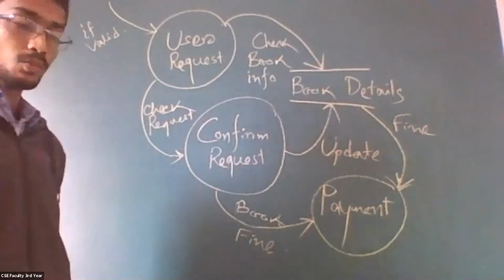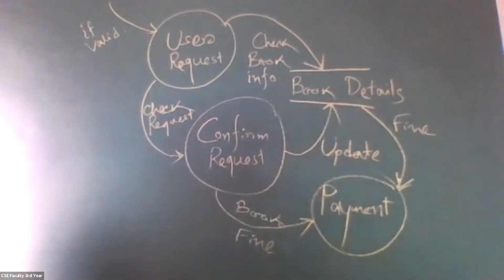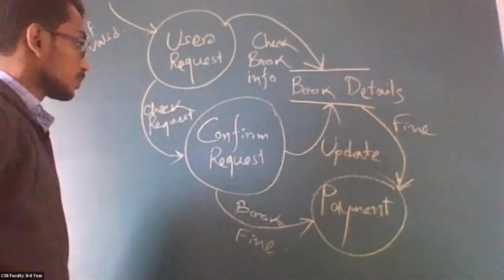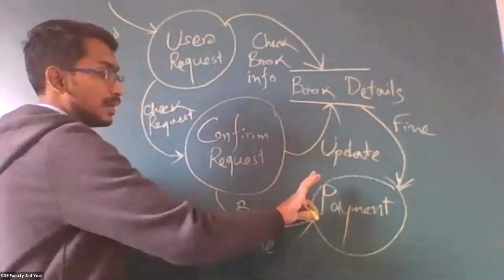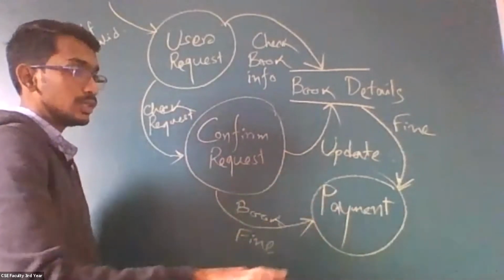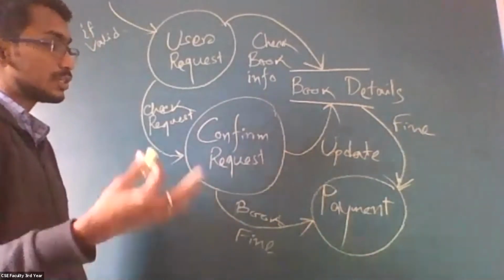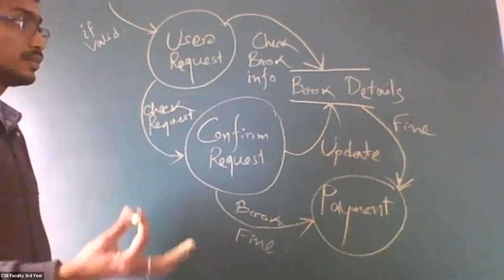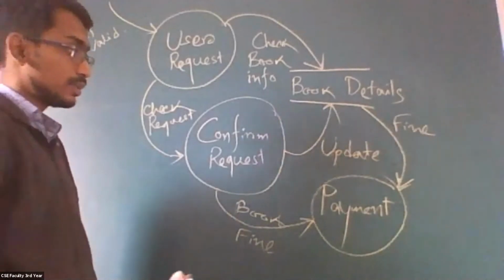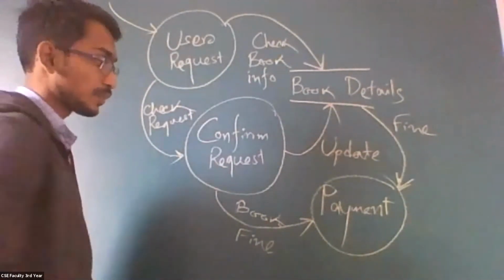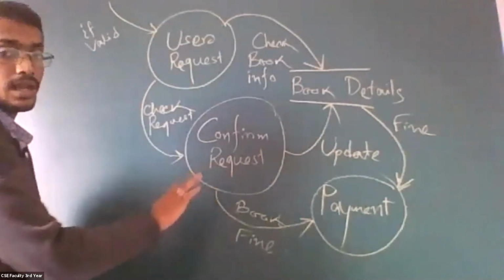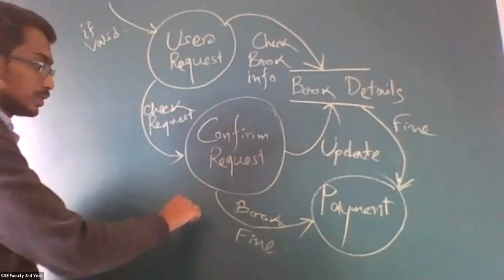I'm not adding any more processes here, because I don't want to make it more complex. Okay. So this payment is skippable, right? If a user is going to return a book and there is any fine, then we have to do the payment. Else, this confirm request is the last process, right?